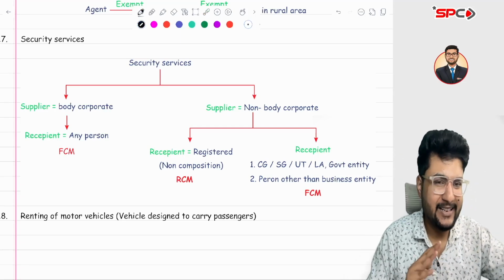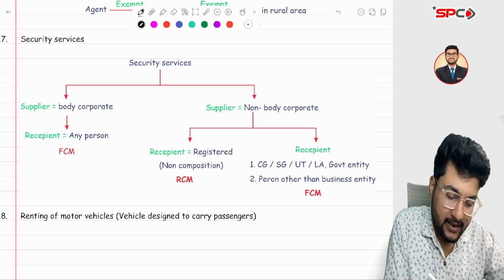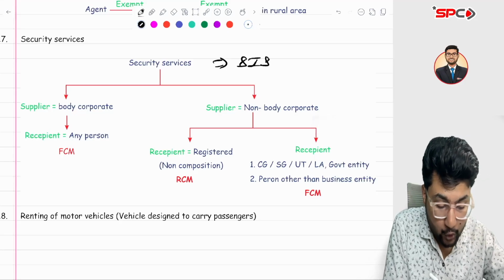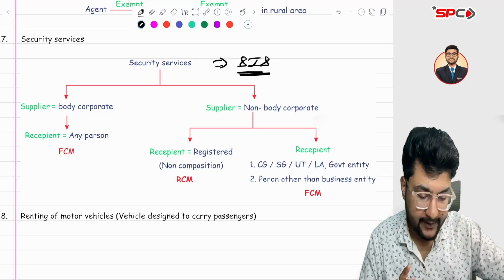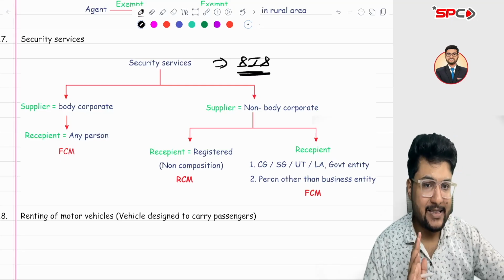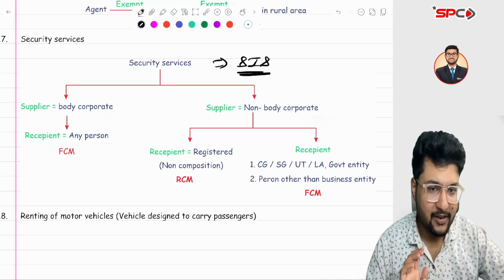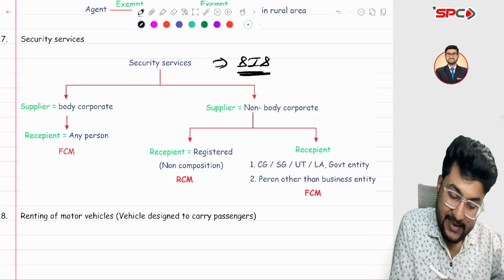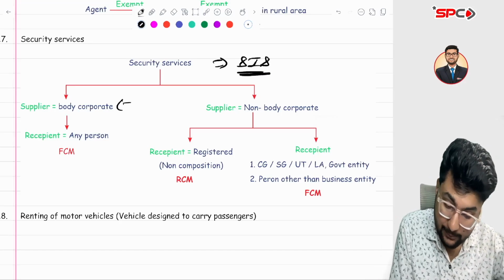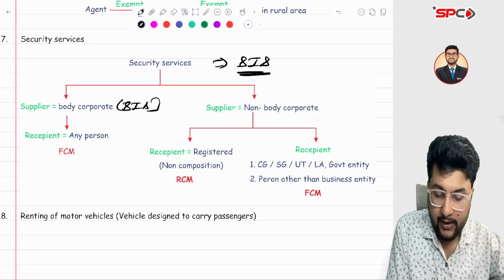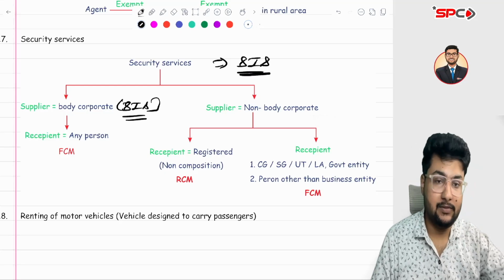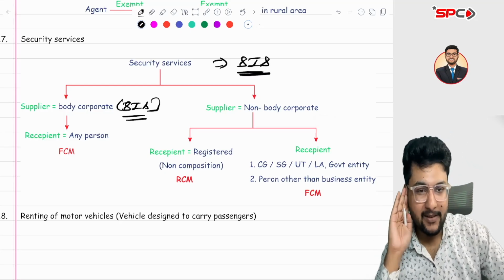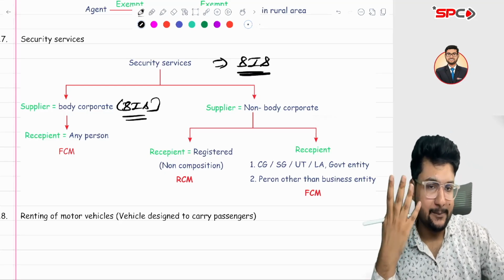Suppose, have you ever taken security services? Suppose SIS services. If you ever go to any big corporate client, they have SIS services. It is very popular in our North India. I don't know about South India. So SIS is very big. So it's a body corporate. As I've already told, a body corporate is in itself a very big player, so why shift it to the RCM?